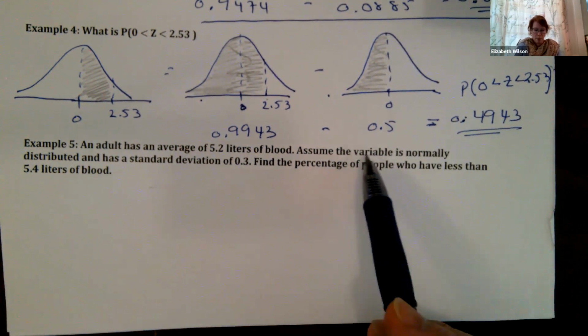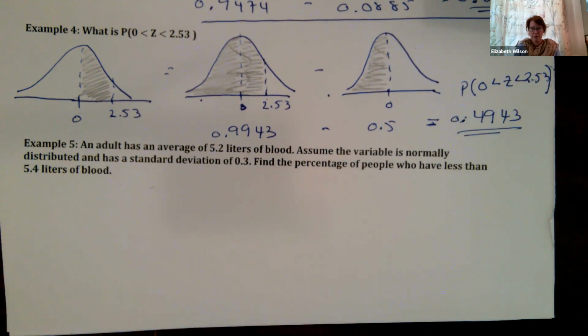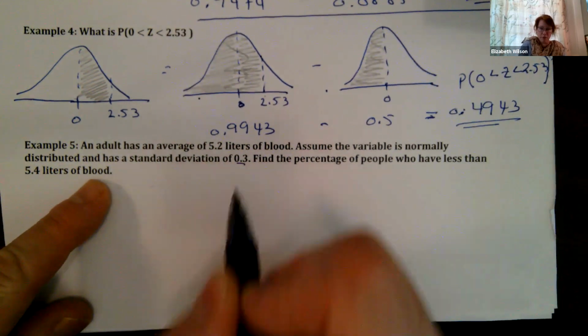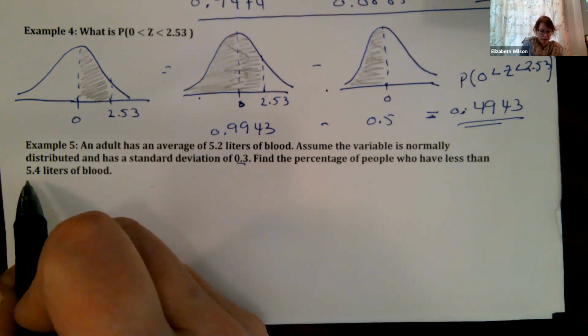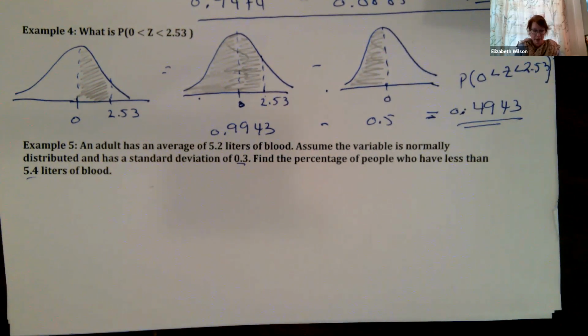Okay, we're going to assume that the random variable that represents the amount of blood in a person's body is normally distributed. We're going to talk about why we can make that assumption later. But we're going to assume it's normally distributed and it has a standard deviation of 0.3. So we want to find the percentage of people who have less than 5.4 liters of blood.